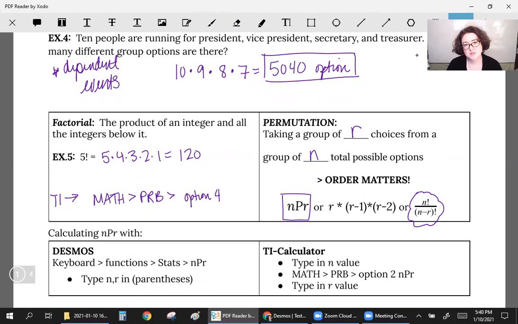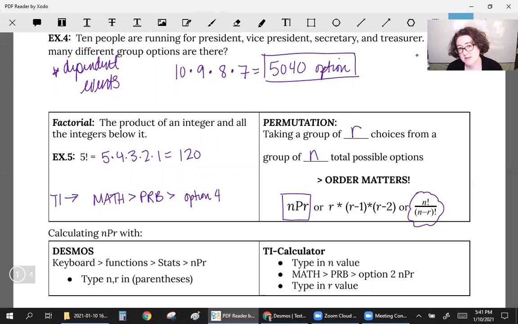And so the 2 options are on Desmos, which I'm going to show you in this video. It's actually one of the functions under your stat menu. You pull that up and then you just have to tell the calculator what your N and your R values are. If you're doing this on a TI calculator, you need to pull up the math menu and go into the probability menu again. And you'll see NPR as a choice, should be option 2 under that menu.